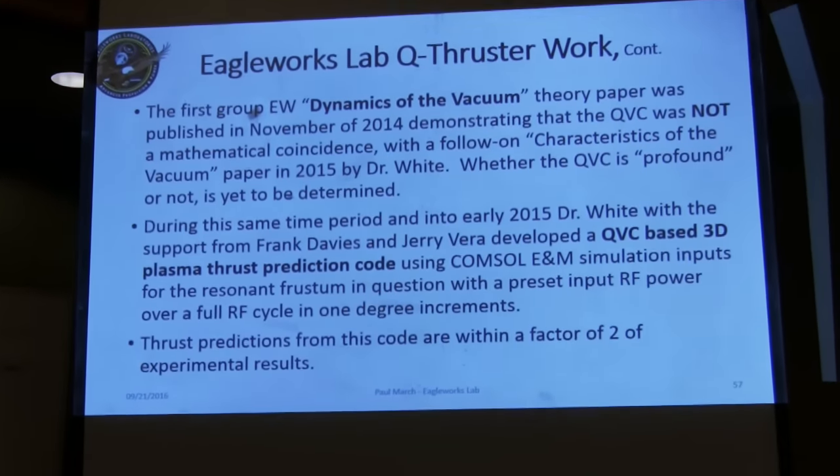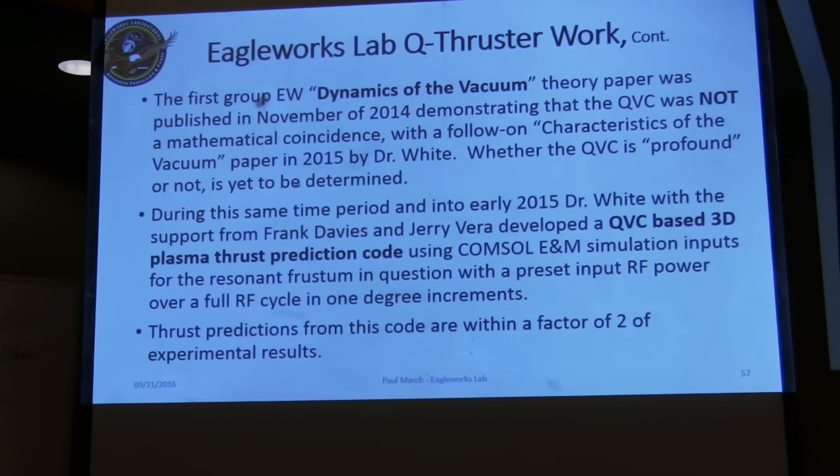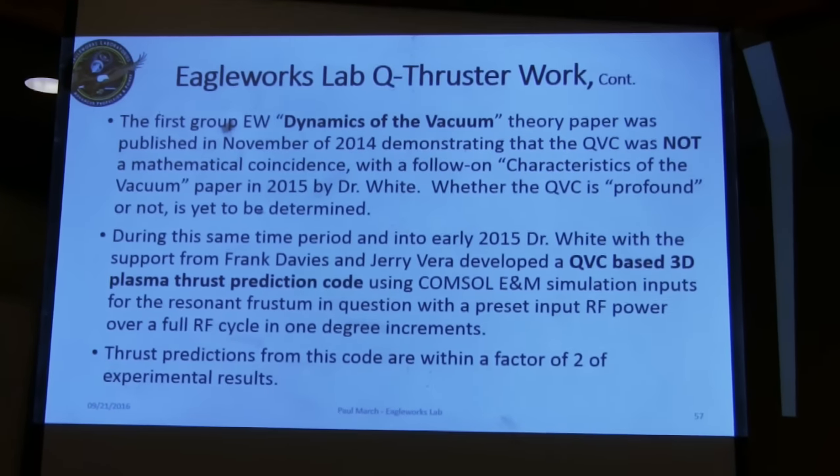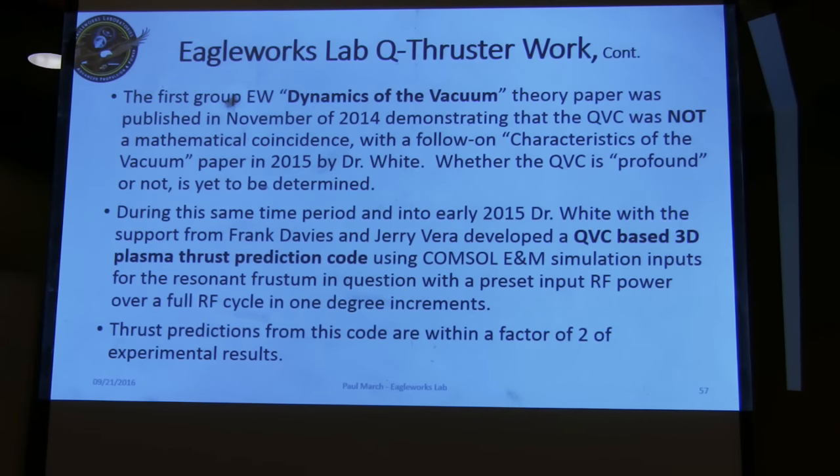Let's see, we published the dynamics of the vacuum about that time. Sonny published another paper. Same time period, Sonny came up with a bottoms-up quantum vacuum plasma code based on a 3D array of little cubes in the cavity. So you can model what happened in each little cube for the RF field and how the quantum vacuum might respond to that if it was mutable and degradable.